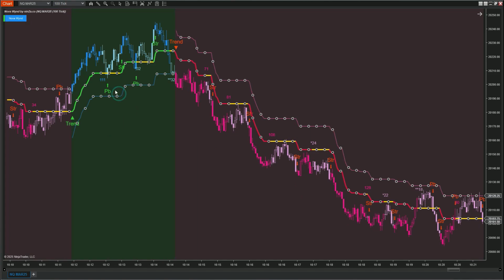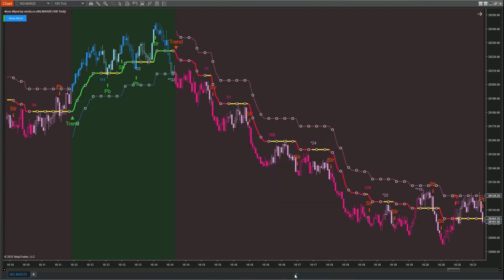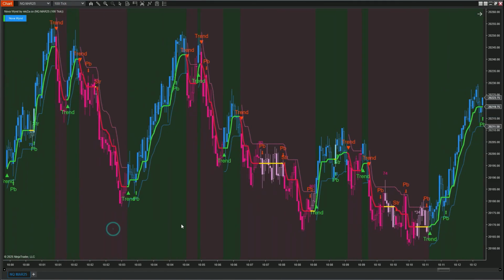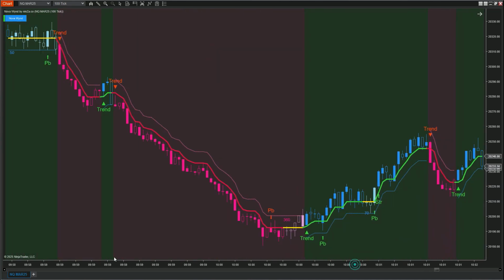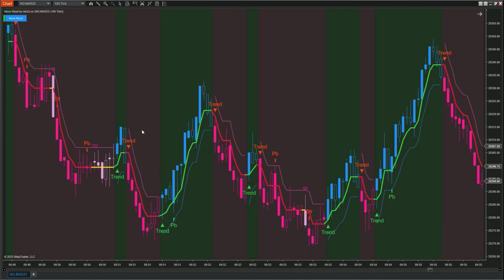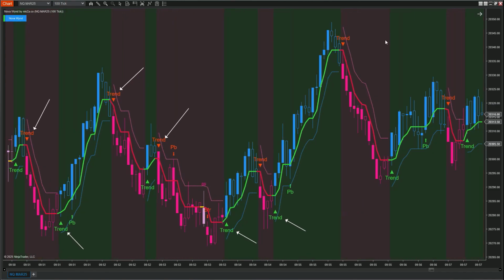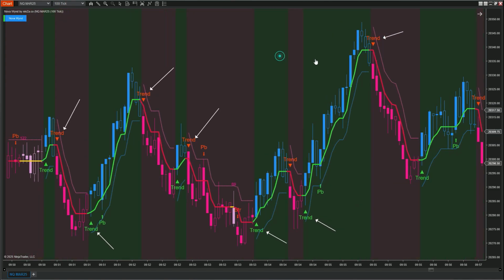Let's get back to Nova Wind and make some minor adjustments to the settings. I'll shorten the values for offset multiplier trend and offset multiplier stop. More importantly, I'll use the Fibonacci ratios 0.618 and 1.648 to fine-tune these parameters. One key rule: offset multiplier trend must be smaller than offset multiplier stop. This allows the indicator to capture short-term movements more effectively, perfect for scalping.